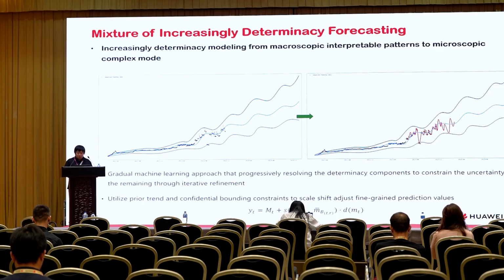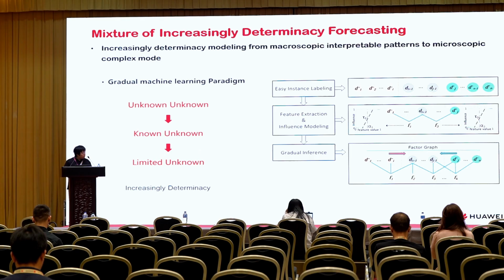Nevertheless, micro and macro should not imply mutual exclusion. A synergetic framework can be established where micro models and macro models are combined. We have developed a novel methodological framework termed mixture of increasing determinism. The paradigm draws conceptual inspiration from gradual machine learning frameworks.